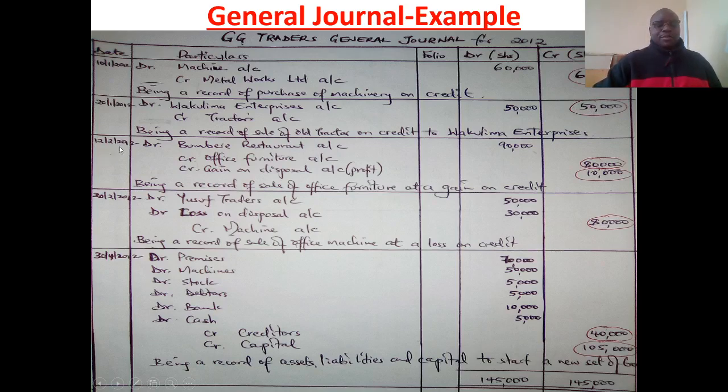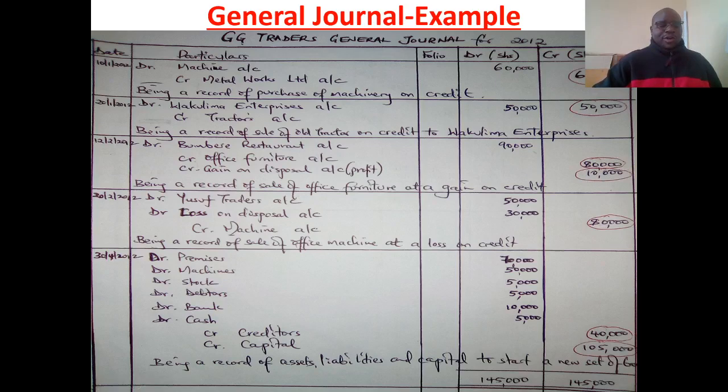On 12th of February, GG Traders sold office furniture at a gain on credit. So they sold to Burembe. Burembe gave us 90,000. And then the office furniture account loses one of the furniture worth 80,000. And then there is a gain or a profit out of selling an item of 80,000 for 90,000. That is 10,000 recorded on the CR side.